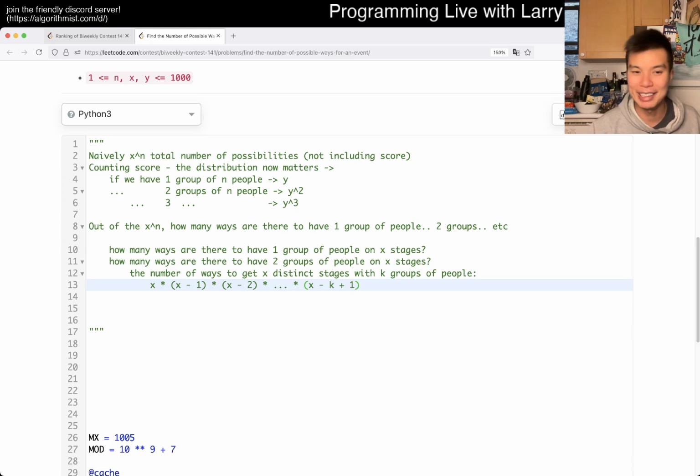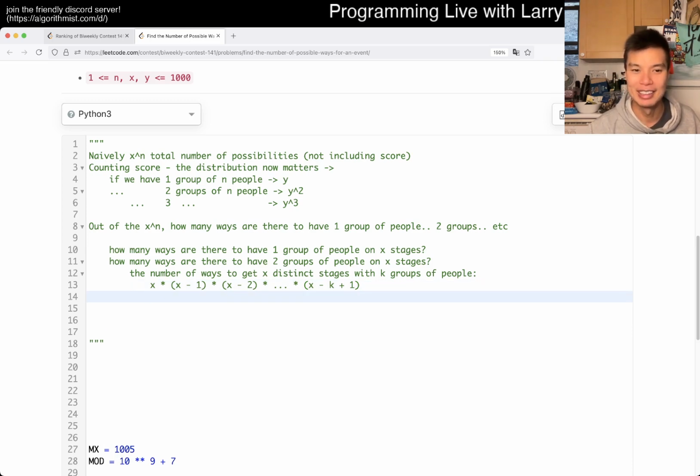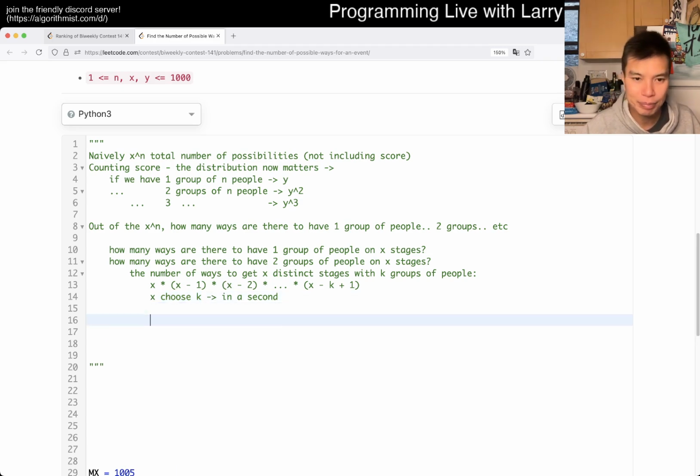I kind of made a mistake here too, because I thought initially it was going to be X choose K, which is not this. I bring this up because we'll talk about it in a second. That is the case if they're not distinct, or if the ordering doesn't matter. So that's basically the idea.